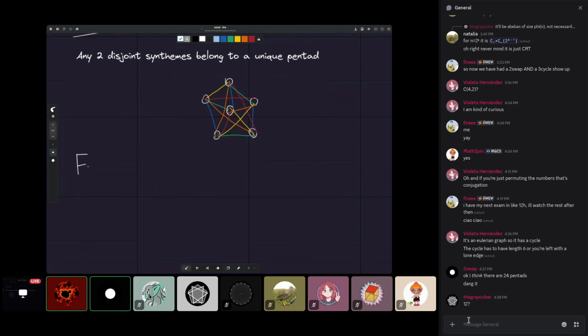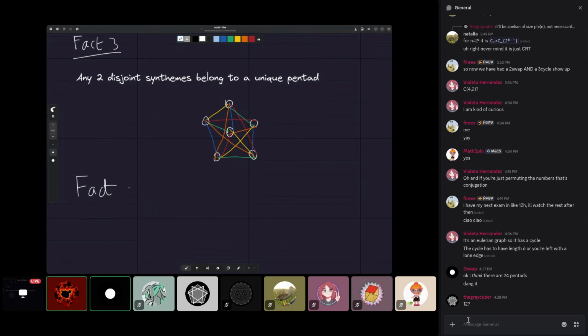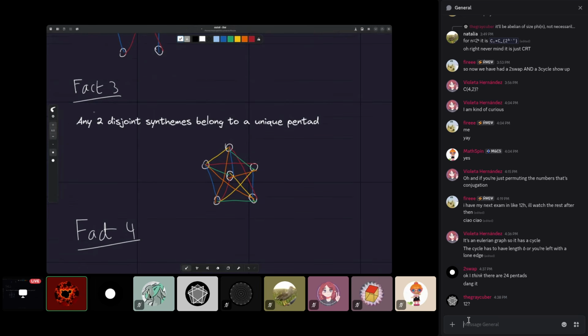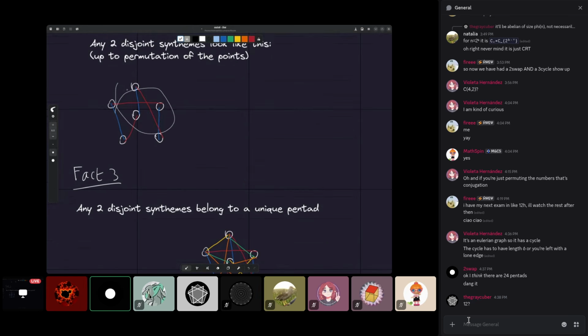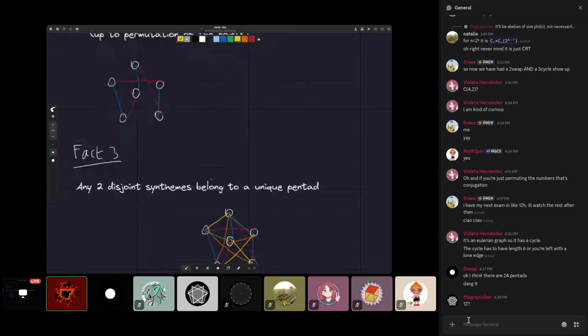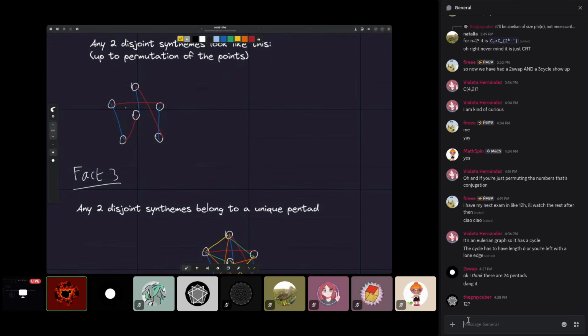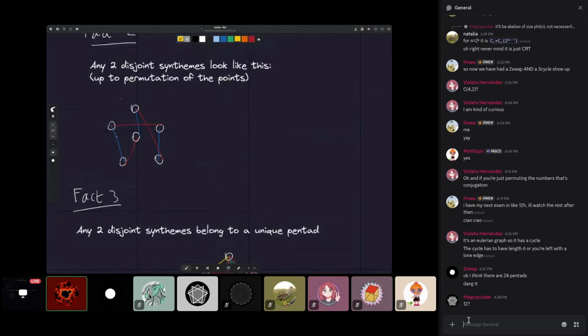Wait, sorry. Did I miss something? Was there a proof for the previous fact, fact 3? There was, yes. We started with this, and you just add stuff until everything's forced. I'll do it again very briefly. Well, I experienced everything being forced, but I'm not convinced that was a proof.